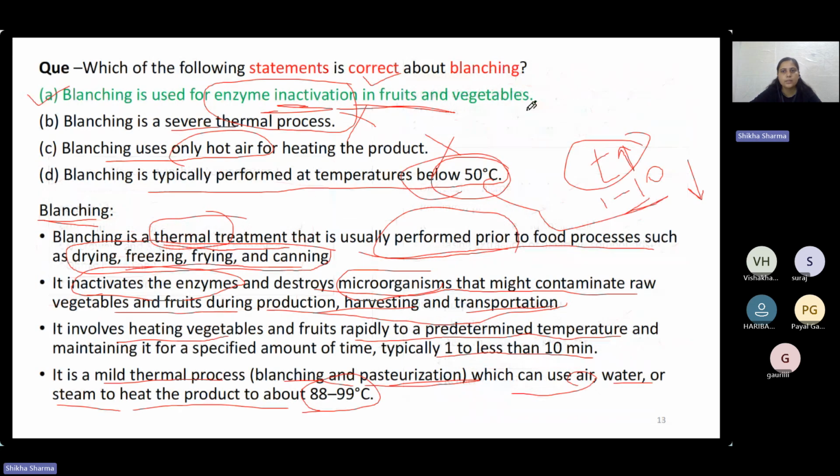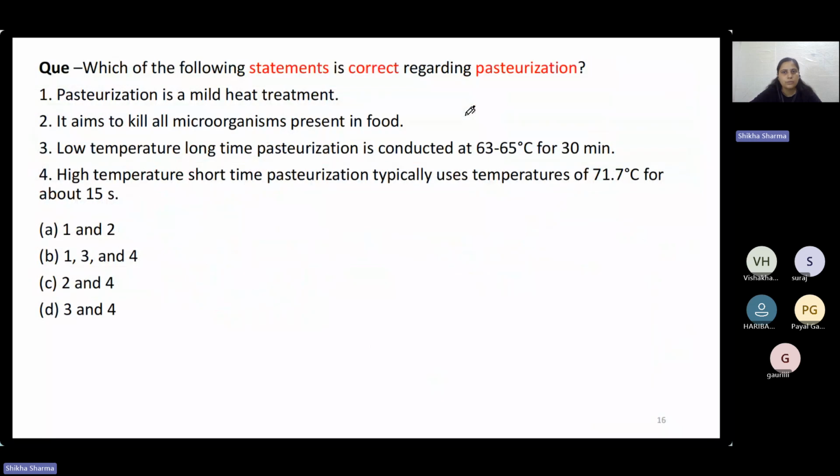So statement 1 is correct in blanching. Let's move to the next question, if it's clear to everyone. Blanching is clear to everyone. Is there any doubt so far?